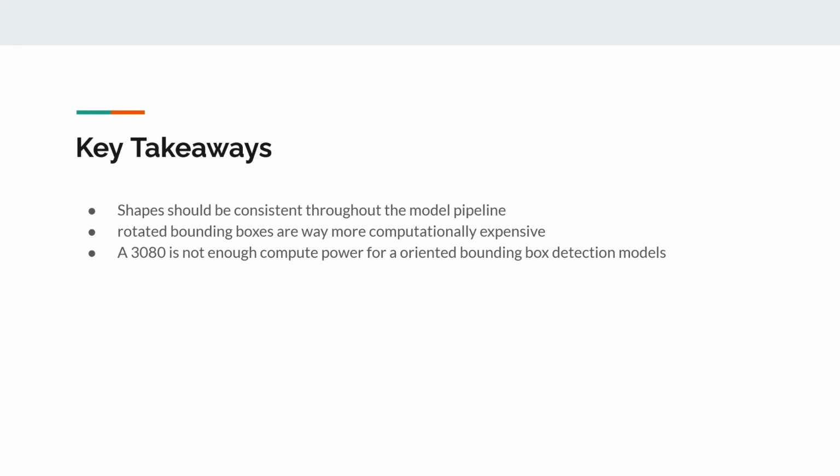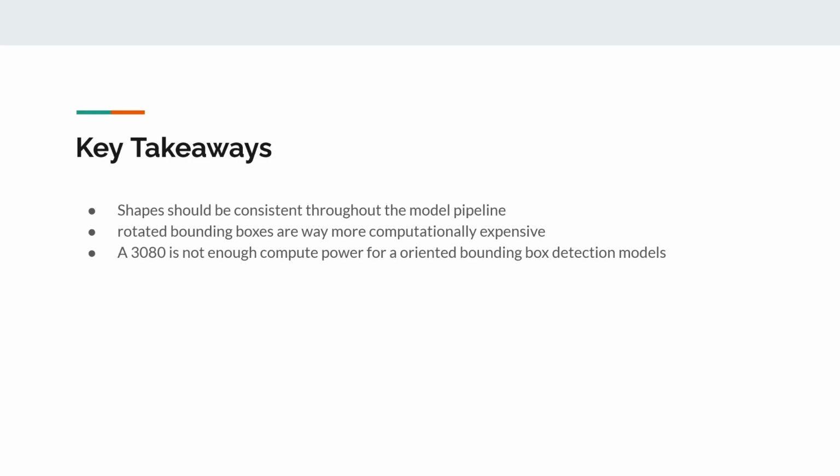There are a few key takeaways that I got from this project. One of them is that shapes should be consistent throughout a model pipeline. I made the mistake of making the ground truth and the anchors different shapes when they're read in. I had to do a lot of conversions throughout the pipeline, and I also had a lot of errors. So this is one of the biggest things: I should keep the shapes consistent throughout the model pipelines.